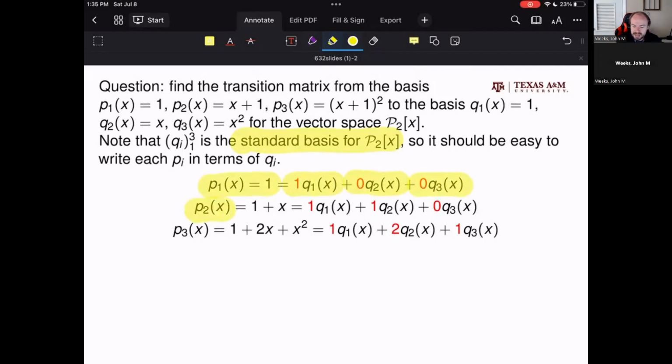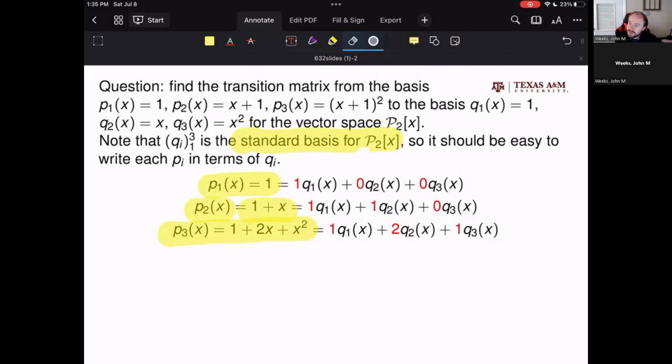P sub 2 is x plus 1, which can be written as 1 plus x. Writing that in terms of the standard basis elements gives us 1, 1, 0 in terms of the coordinates in the standard basis. And then finally, P3, once it's expanded, becomes 1 plus 2x plus x squared. And you can see how we have that written down here. So this is what we have to work with at this point.